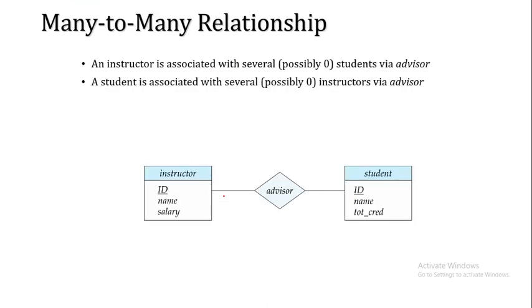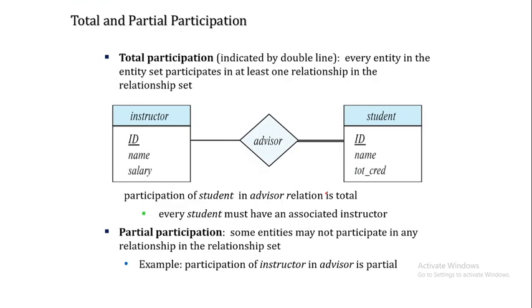Next, we have the many-to-many relationship. An instructor is associated with several students as an advisor, or not any single student. At the same time, a student is associated with several instructors as an advisor, or not. So this is exactly how it is represented using your ER diagram.